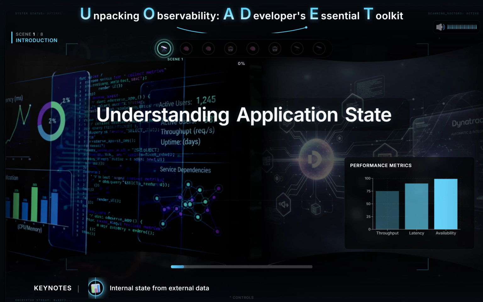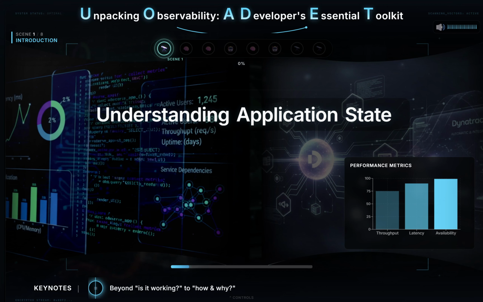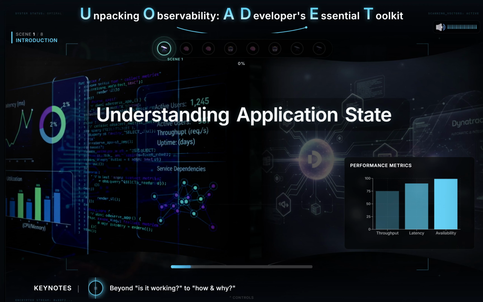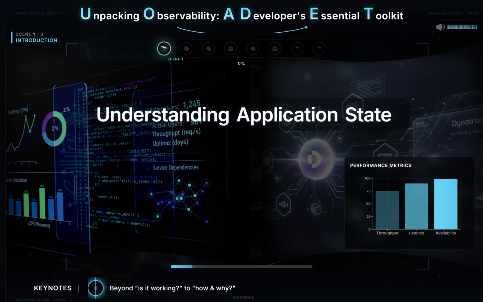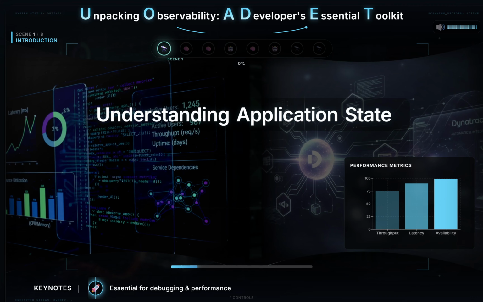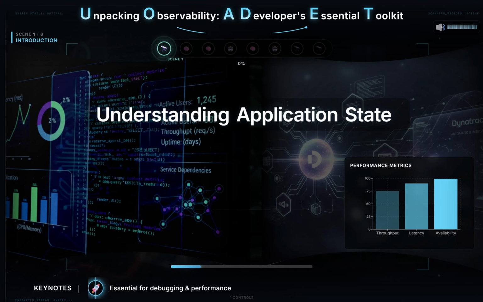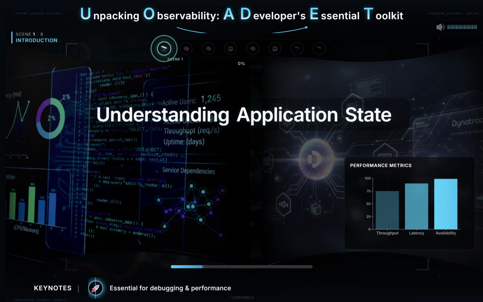Think of it this way. When you're driving your car, you don't just rely on a check engine light, right? You want to know the engine temperature, oil pressure, RPMs, all that granular data displayed on a comprehensive dashboard that actually helps you diagnose problems before they become critical. That's the core idea of observability for your applications. It's about building that sophisticated, custom dashboard for your code.